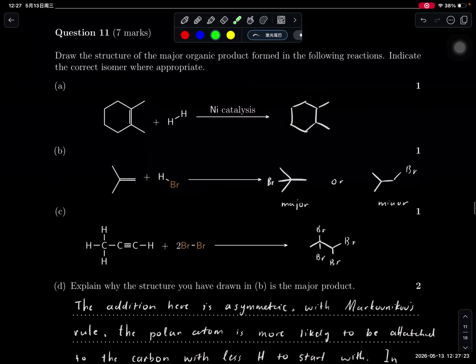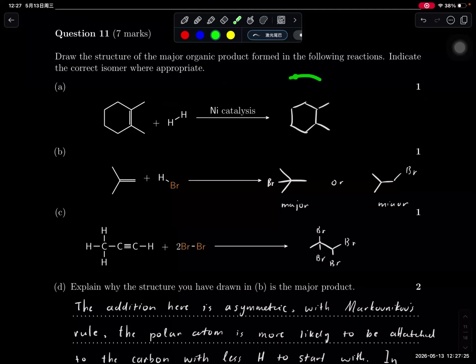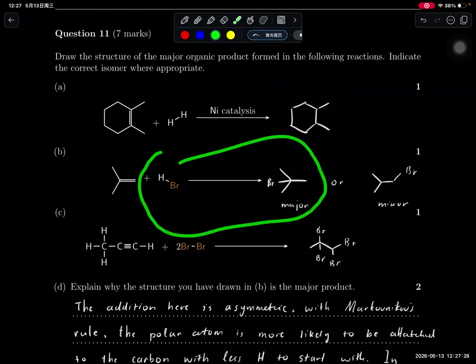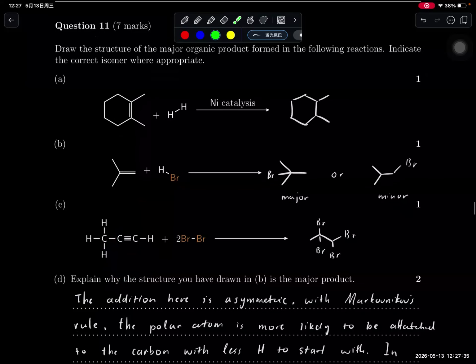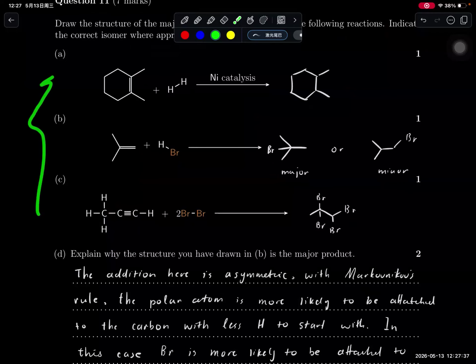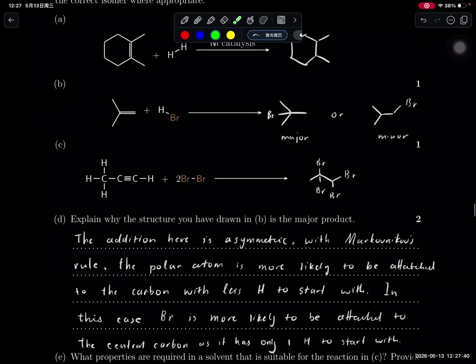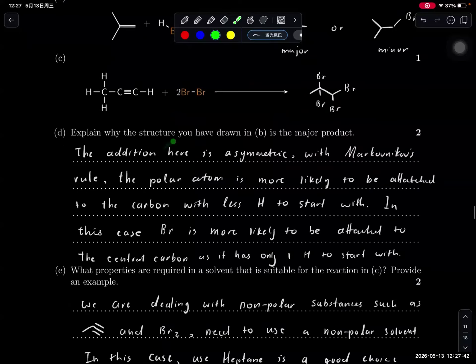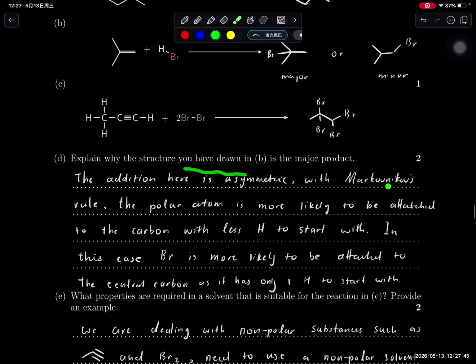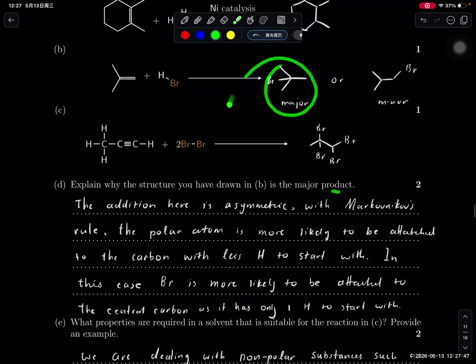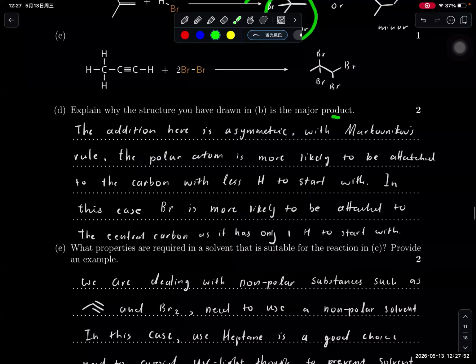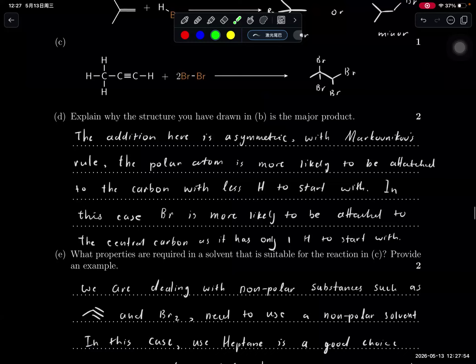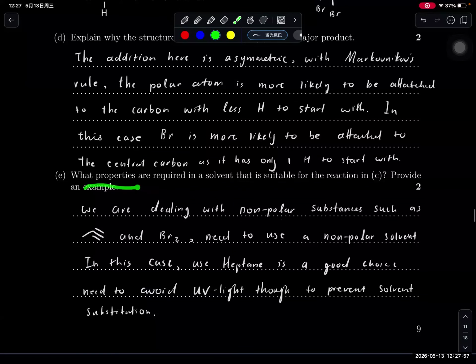Continue to question 11. This has a bunch of reactions: hydrogenation and hydrobromination, major and minor products, and then there's an alkyne with two additional reactions in a row. So these should be quite straightforward. If you have problems with this, ask me during class. Explain why the structure you have drawn in part B is the major product. This is once again very similar to the way you would answer for part B, so it's kind of repetitive. Just do that.